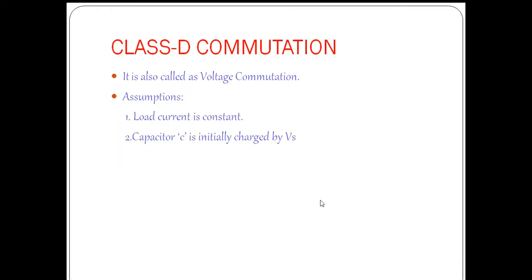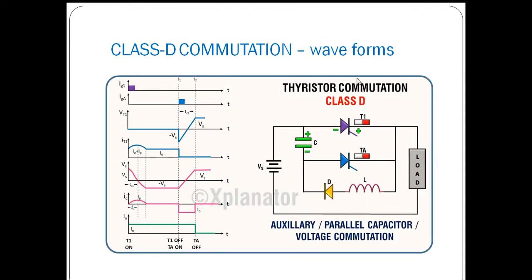Next commutation method we are going to discuss is class D commutation. It is also called voltage commutation. In this also we are making two assumptions: the load current is assumed constant and the capacitor is initially charged. See, the connection diagram for class D commutation will be like this.